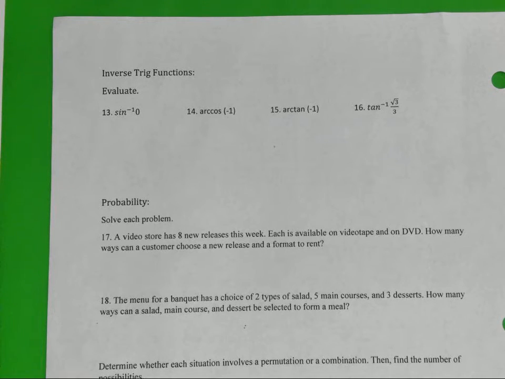Number 16. Arc tan of square root of 3 over 3. Where does that live, in quad 1 and quad what? 4. Quad 1 or quad 4. It's positive, so it's in quad what? 1. Would that be pi over 6 or pi over 3? Pi over 6. Are y'all good on those? Y'all understand that now?